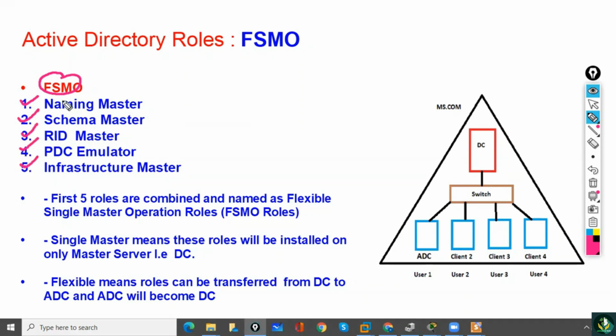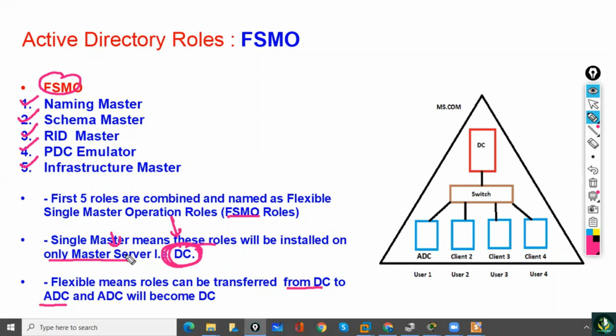So these 5 roles are called FSMO roles, and these 5 roles will be there only on the domain controller. So the first 5 roles are combined and named FSMO roles, and single master means these roles will be installed only on the master server. These roles will be installed only on the domain controller. Okay, so if these 5 roles are there on any server, it will be a domain controller. If these 5 roles are not there, it is not a domain controller. Okay, so flexible means roles can be transferred from DC to ADC.